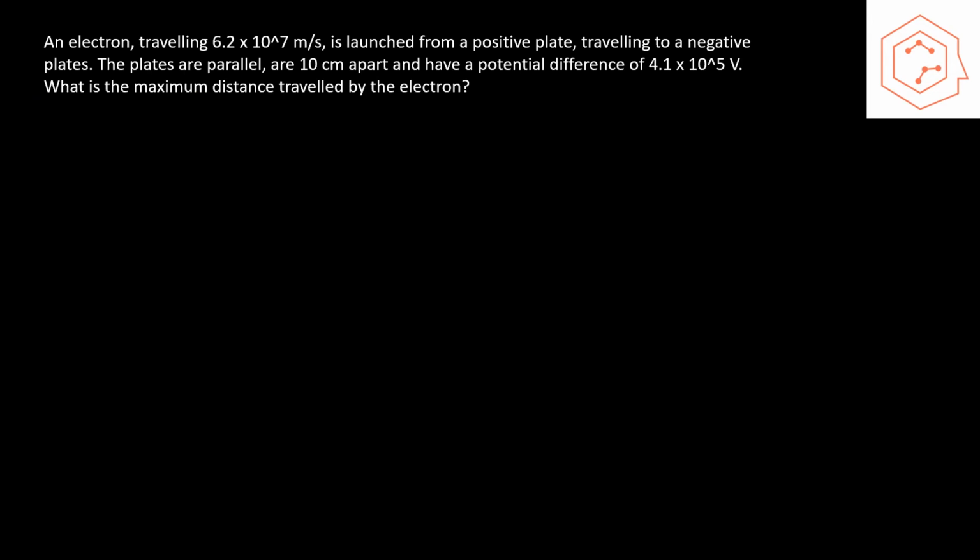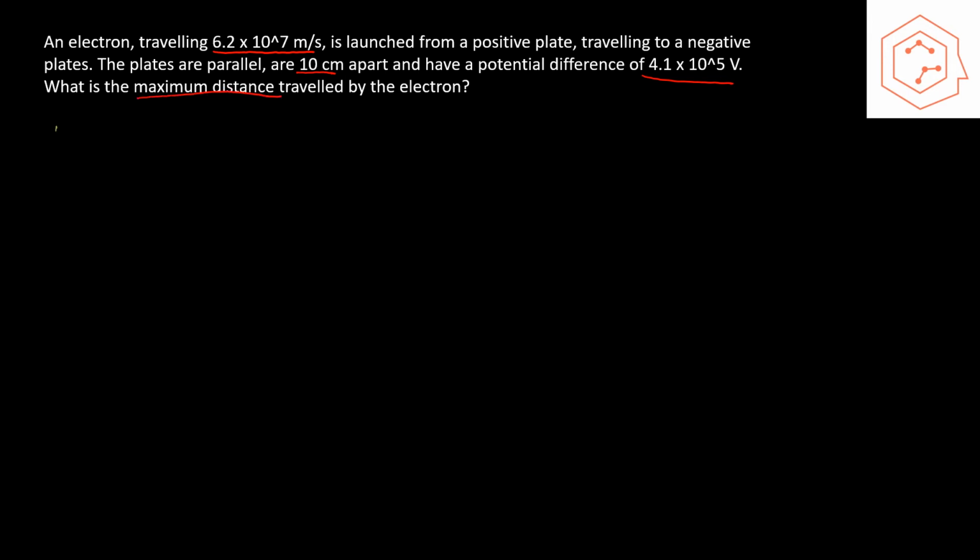And now we're ready for an example. We have an electron traveling 6.2 times 10 to the 7 meters per second that's launched from a positive plate traveling to a negative plate. The plates are parallel and are 10 centimeters apart and have a potential difference of 4.1 times 10 to the 5 volts between them. We want to know the maximum distance that's traveled by the electron.